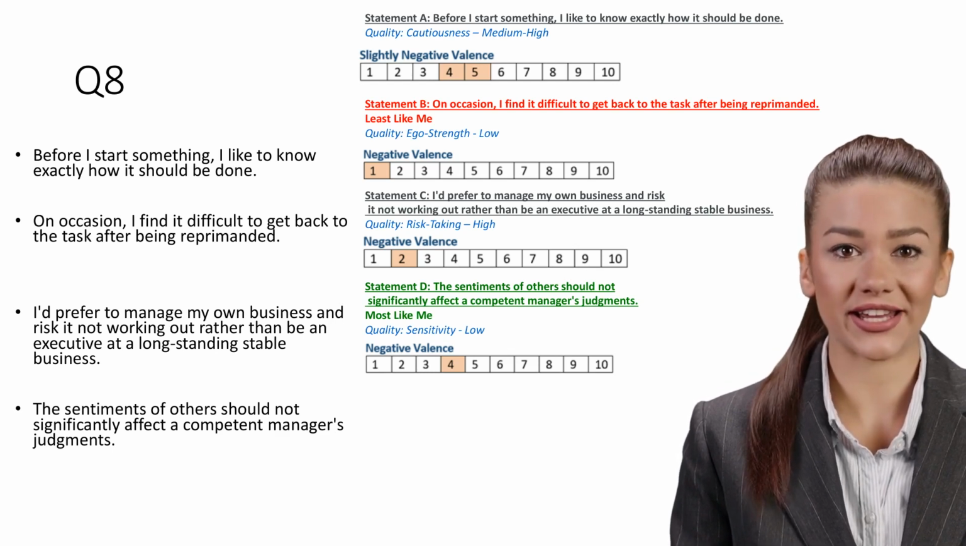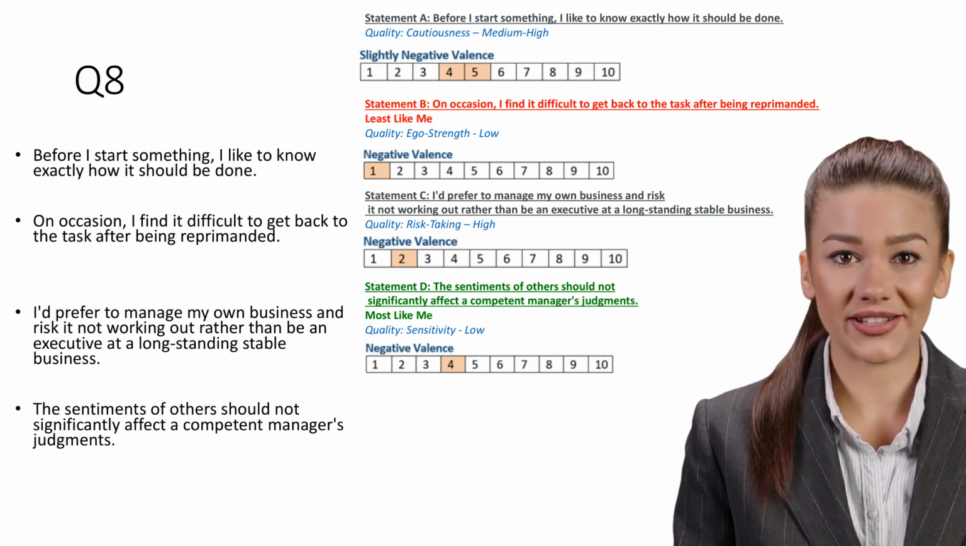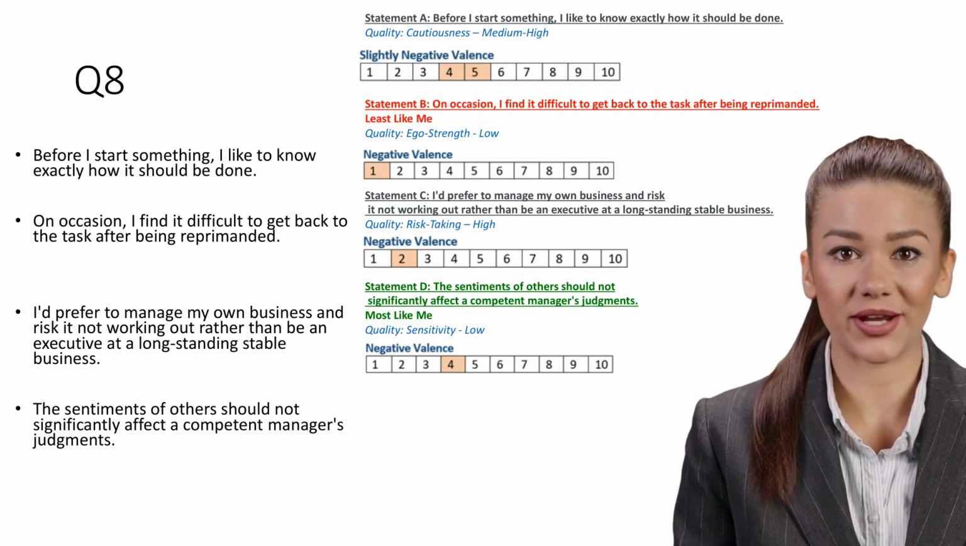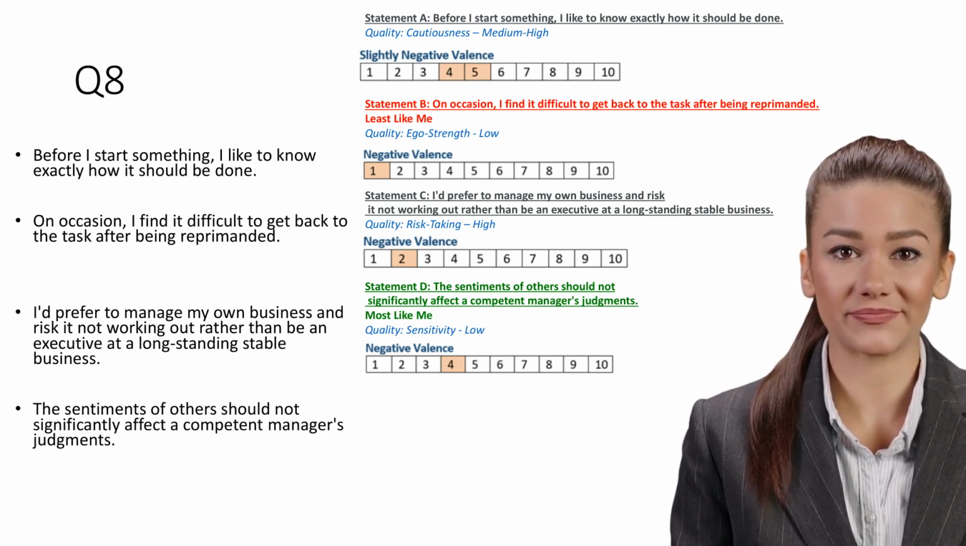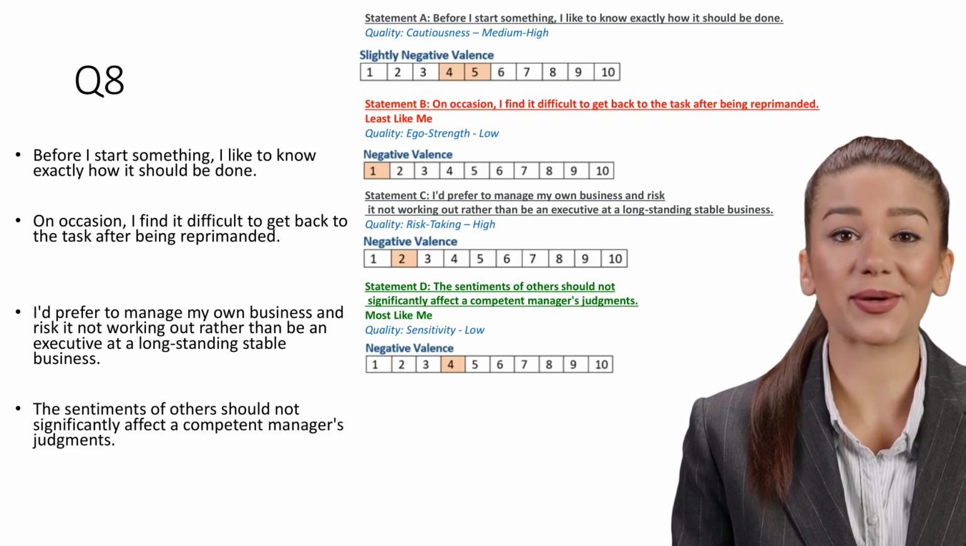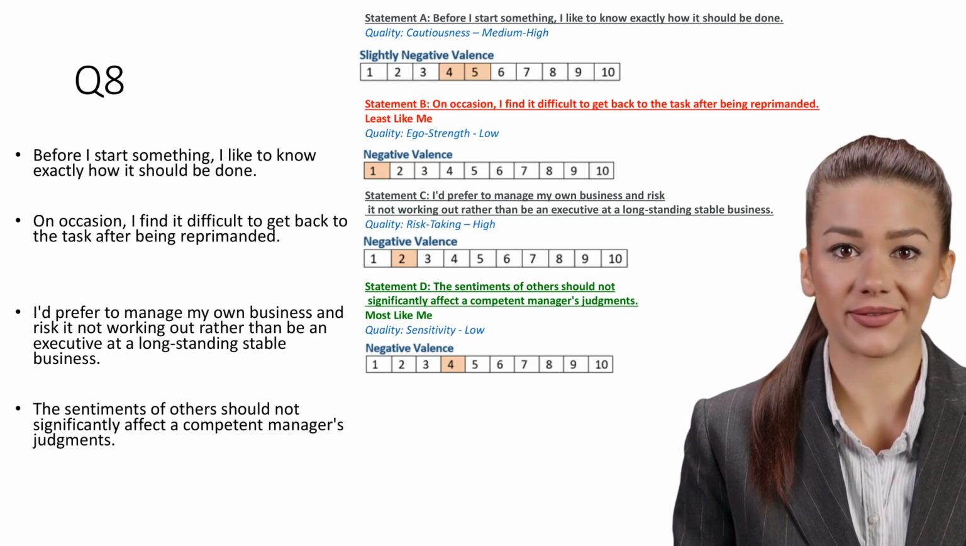Statement B. On occasion, I find it difficult to get back to the task after being reprimanded. Least like me. Quality. Ego strength, low. Bouncing back to work after a rejection or criticism without being overly sensitive about it could be emotionally challenging. However, building resilience not to take things personally and to bounce back quickly is a necessary development skill.